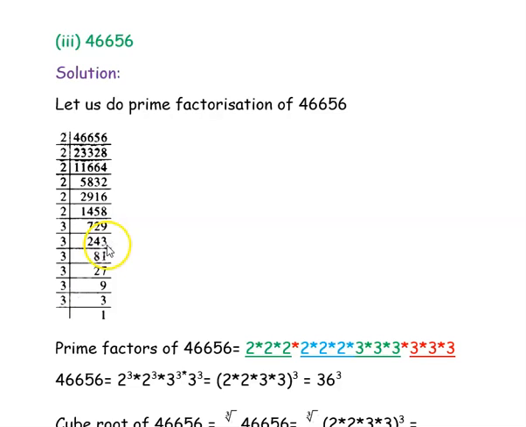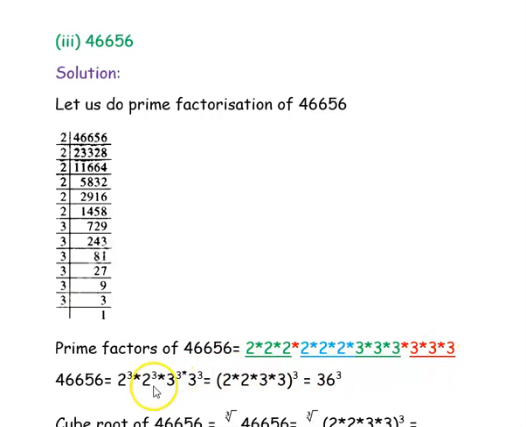So 729 cannot be divided by 2, so I am dividing it by 3. So I got 243, which further divide by 3 I got 81, again 81 divide by 3 I got 27, 27 divide by 3 is 9, 9 divide by 3 is 3, 3 divide by 3 is 1. So now let's write the prime factors of the given number. So we can write it in the form of 2 into 2 into 2, 2 into 2 into 2, then 3 into 3 into 3, 3 into 3 into 3.